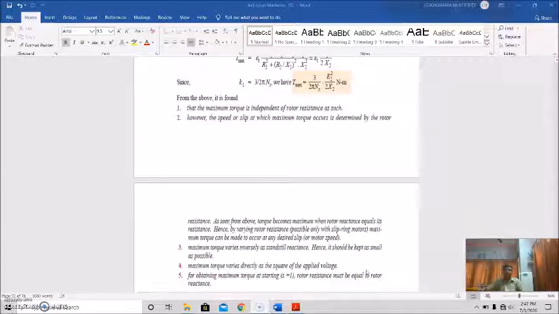So once again I am repeating these observations: maximum torque is independent of rotor resistance because maximum torque is equal to some constant times E2 square by 2 X2, and the constant is equal to 3 by 2 pi ns. The speed or slip at which maximum torque occurs is determined by the rotor resistance, and torque becomes maximum when rotor reactance equals its resistance. So by varying rotor resistance, which is possible only in case of a slip ring induction motor, maximum torque can be made to occur at any desired slip or speed.